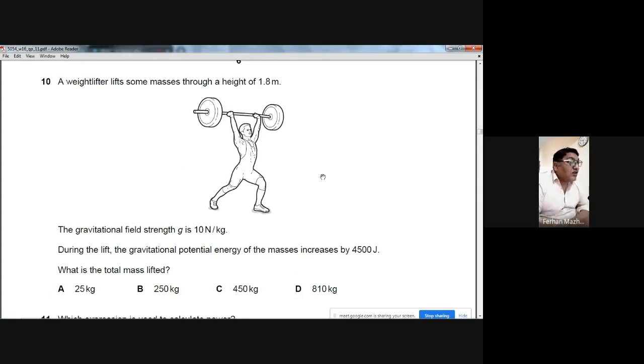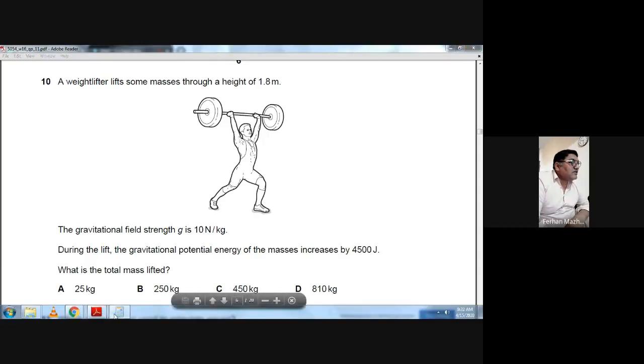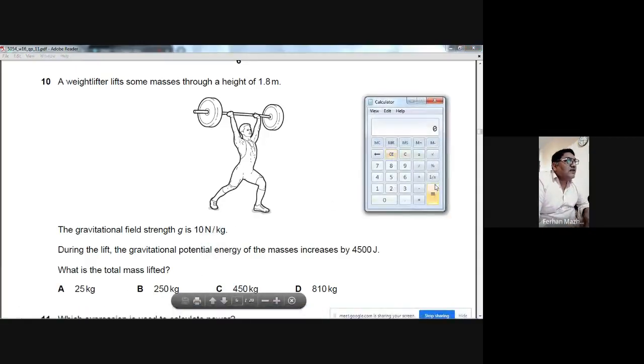The gravitational potential energy is already given to us, and I will bring the h value and the g value to the other side, and divide, and I will get the value of m. So 4500 divided by the g value, that is 10. Then again divided by the height, 1.8, and the answer is 250. So the mass will be 250 kg. So the choice is B. Question number 10, the choice will be B.